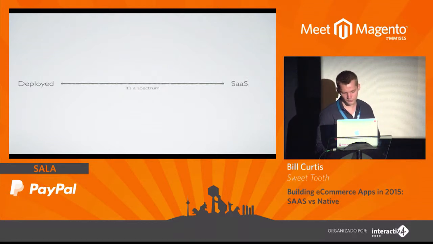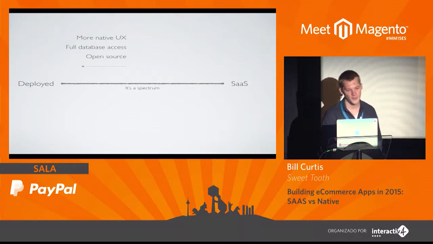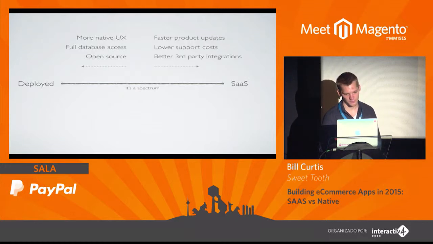So in general, if you need a more native user experience, full database access, or you want to make this project open source, you should lean more towards the deployed side of the spectrum. However, if you want faster product updates, lower support costs, and better integration with third-party systems, then you want to move more towards the SaaS end of the spectrum.